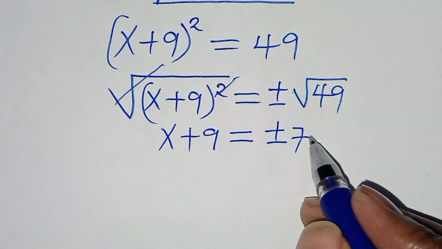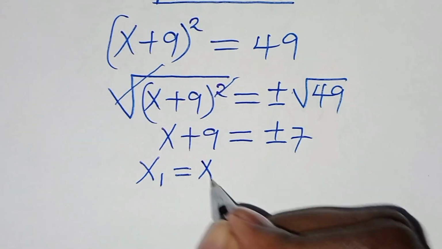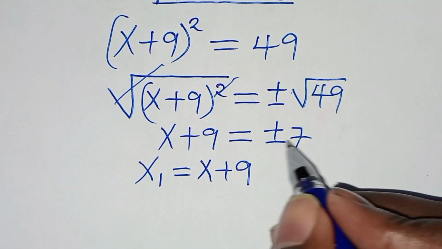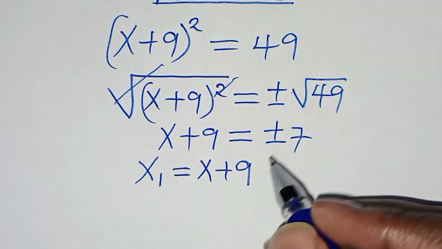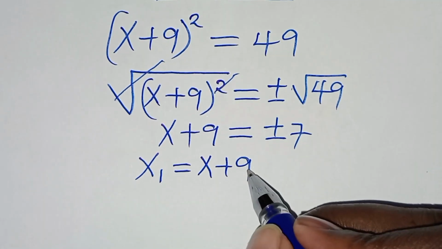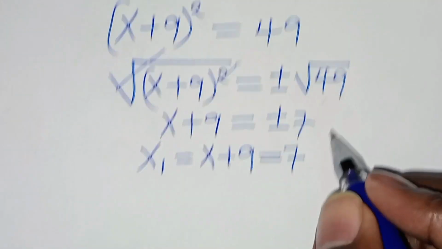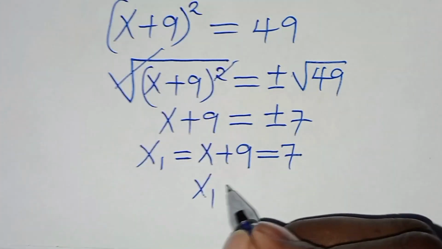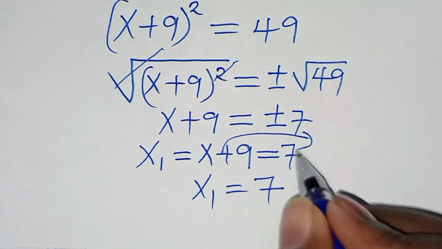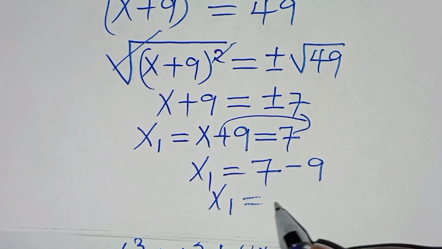So this implies that we have that x1 will be equal to x plus 9. Then let's take plus or minus 7 on the right hand side so that now this is the same thing as x plus 9. This is equal to 7. So this implies that x1 is equal to 7 minus, let's say 9 on the right hand side, minus 9. So that x1 is equal to minus 2.